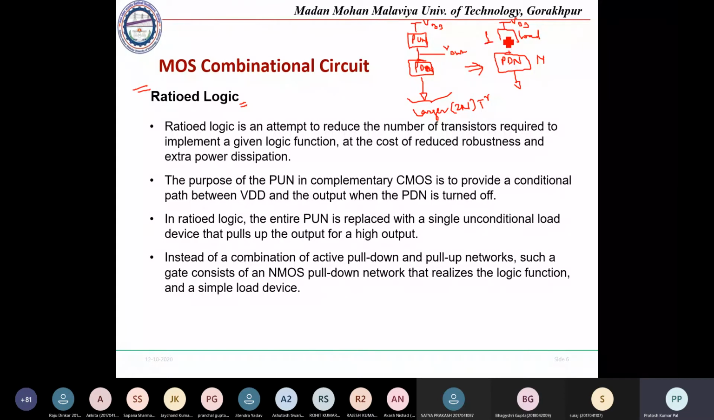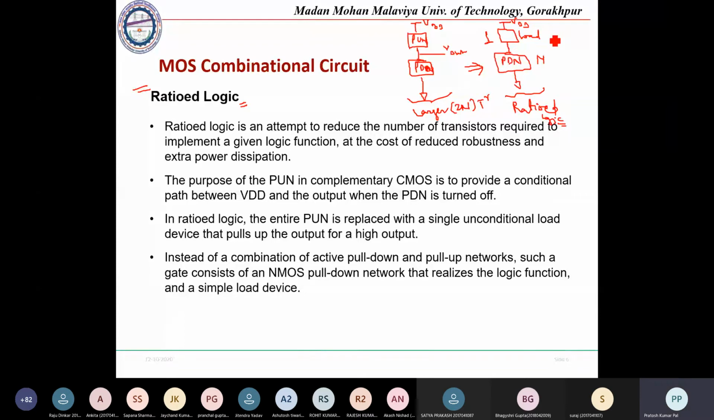So this will have only a single transistor, either NMOS or PMOS, that will be considered a load, like we have studied in the case of the inverter. In the inverter, we can use either a resistance or an NMOS or PMOS to implement a load. The same way, in combinational circuits also, we can use a single transistor as a load. So this circuit will be considered as ratioed logic.